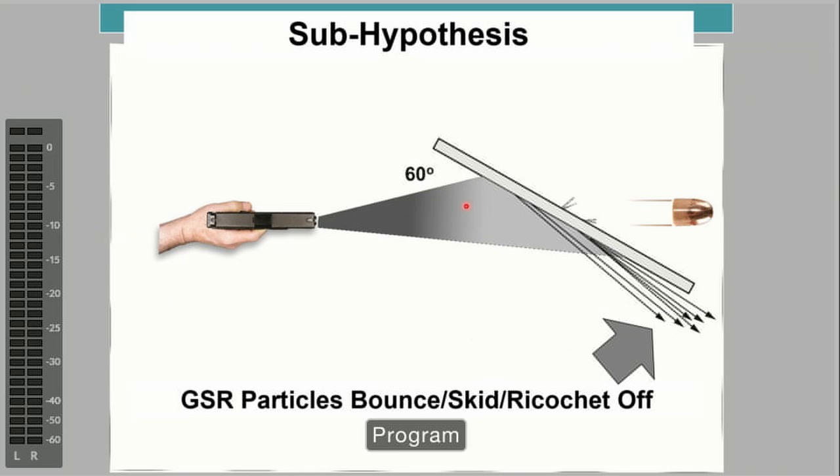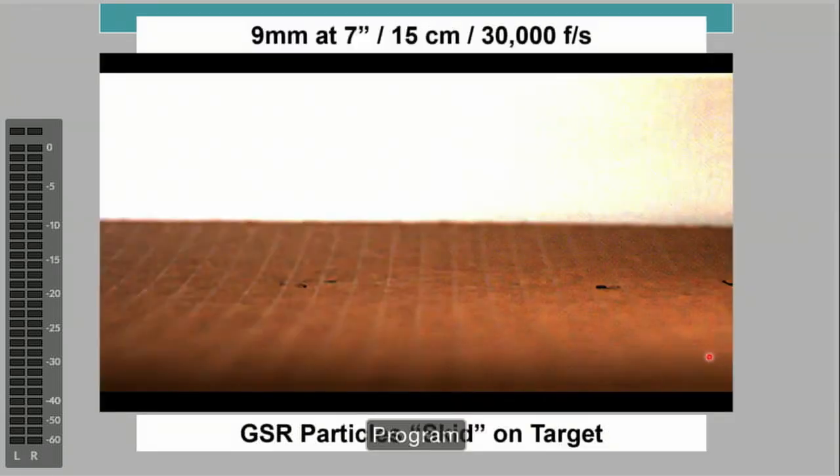So I set up a little hypothesis that these particles bounce off, skid off. The bullet goes like that. Most of the particles hit the target here at a particular distance, and some skid or bounce off. So I wanted to test this sub-hypothesis.